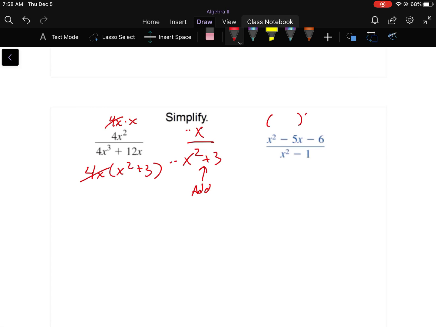So here again, I'm going to factor the numerator, x minus 6 and x plus 1. The denominator, x minus 1, x plus 1. The top one I did by trial and error. The bottom one I did by the difference of two squares. The x plus 1's cancel out, and I'm left with x minus 6 over x minus 1.